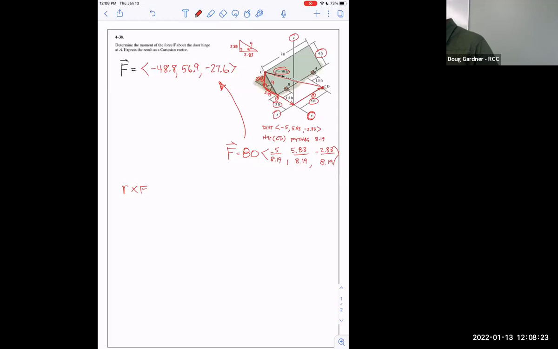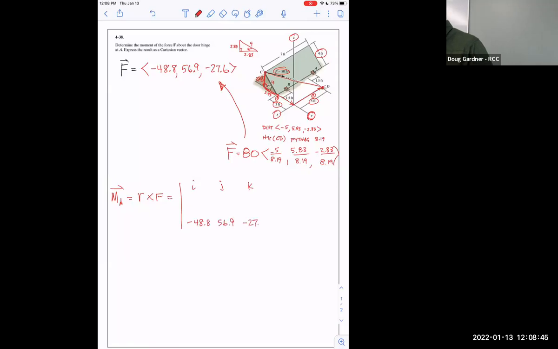Maybe I'll even write that in here. The moment around A as a vector would be equal to this cross product. What is that cross product? We always write I, then J, then K. Then we list all of our forces, but the forces had to go down here.